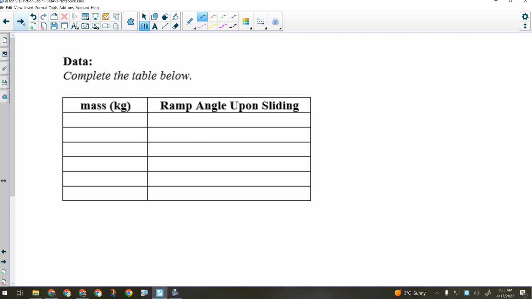Okay, let's get our data, and then we'll come back and we'll talk about what we do with the analysis. So if every group can take a box of masses and a ramp, I call this one because I need to get new data.